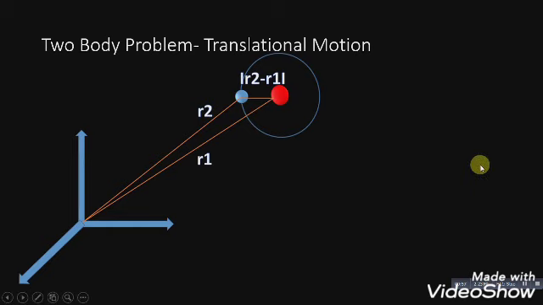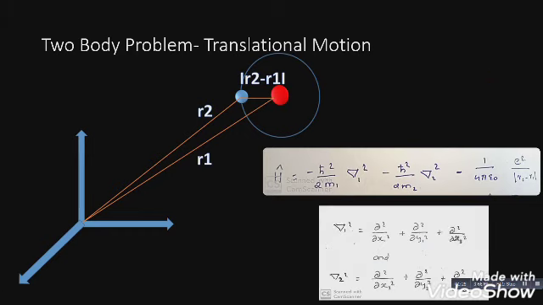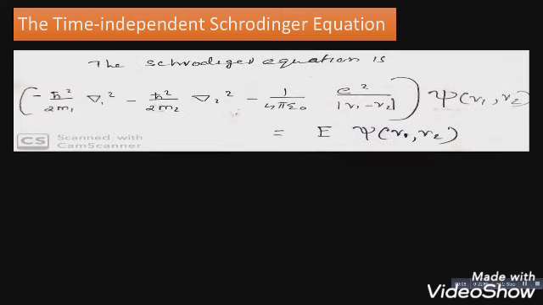We can now write down the Hamiltonian for the translational and relative motion as minus h cross square by 2m1 del 1 square, minus h cross square by 2m2 del 2 square, minus 1 by 4 pi epsilon 0 e square by modulus of r2 minus r1, which is the potential or the Coulombic interaction between the electron and the nucleus. So this is the Hamiltonian, where the Laplacian operators del 1 square and del 2 square are defined like this. Having determined the Hamiltonian, now we can write down the Schrodinger equation, and it will have a form like this. And while trying to solve a Schrodinger equation of this form, we will have some problems.